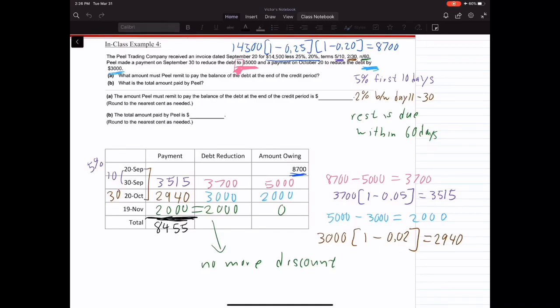So your answer for part A is $2,000. That's how much we need to pay at the end of the credit period. We need to make a payment of $2,000. And part B, what is the total amount paid by Peer? So we add up the total payments. So $3,515 plus $2,940 plus $2,000 gives you the $8,455. That is your part B.